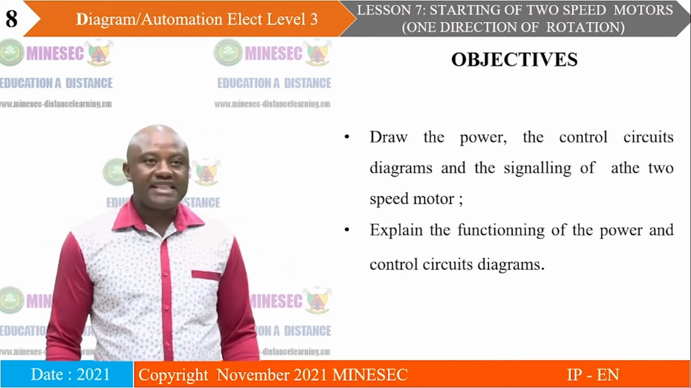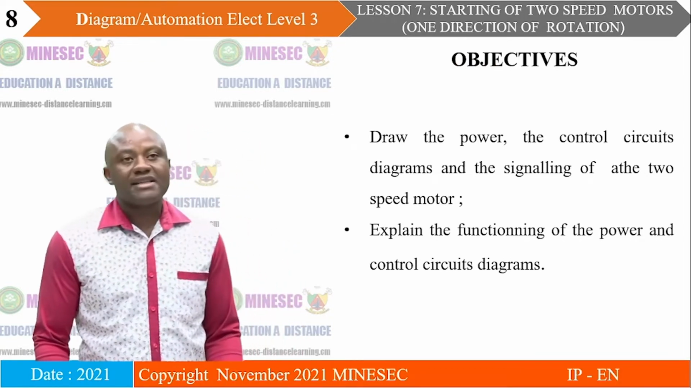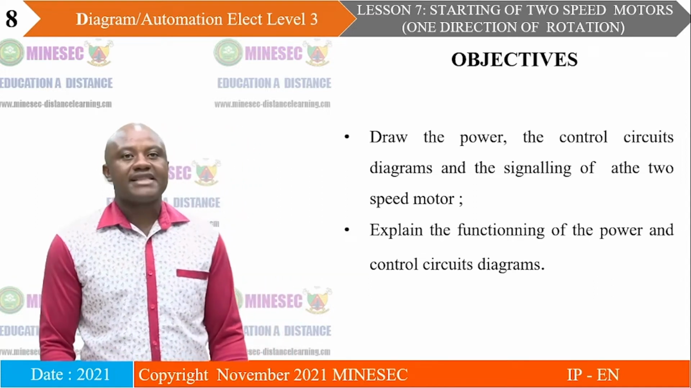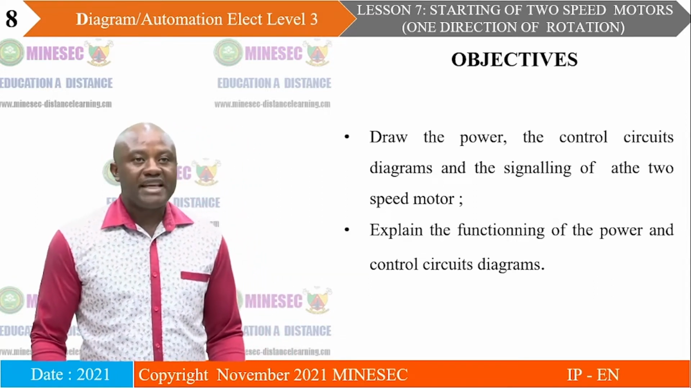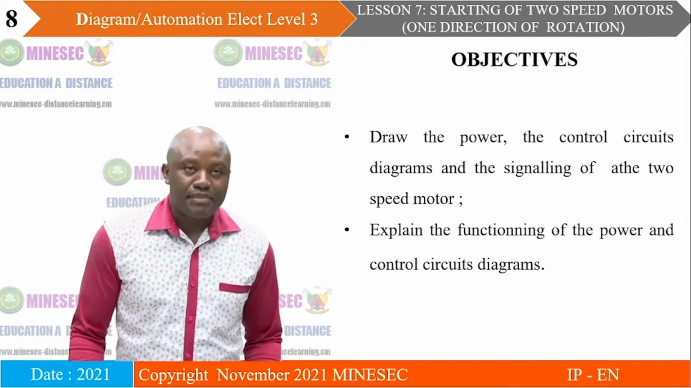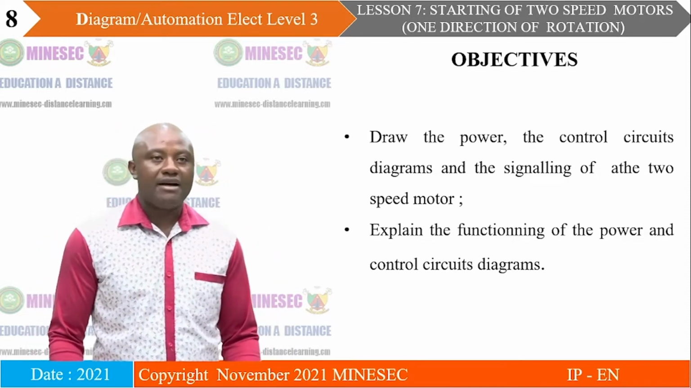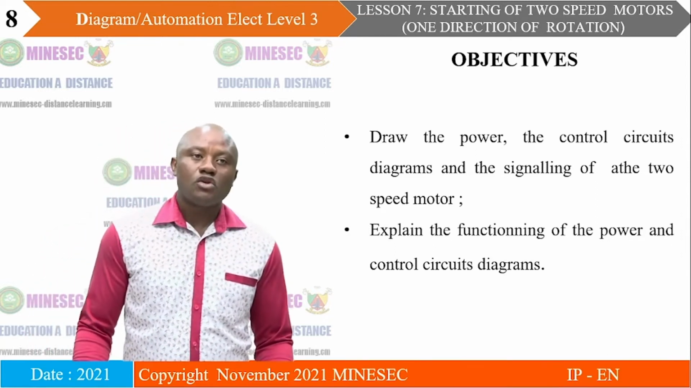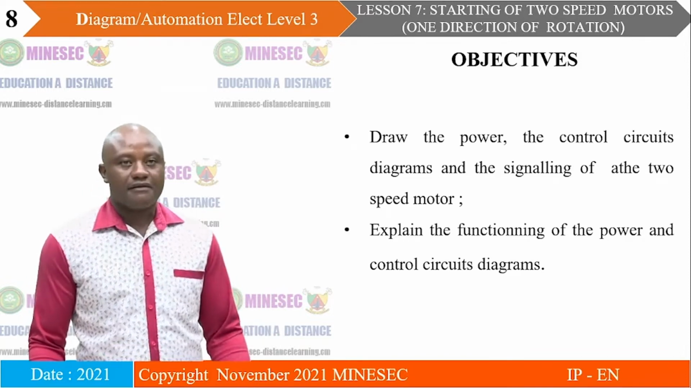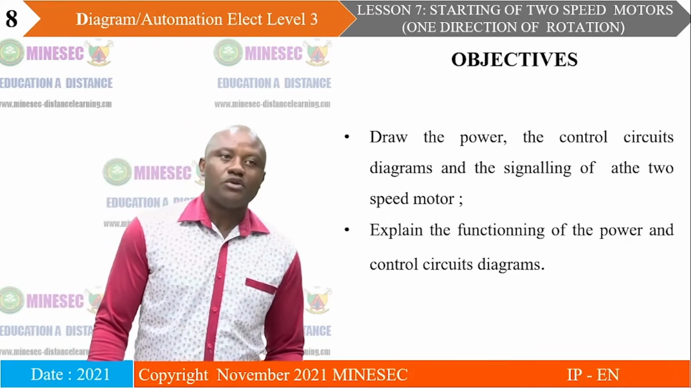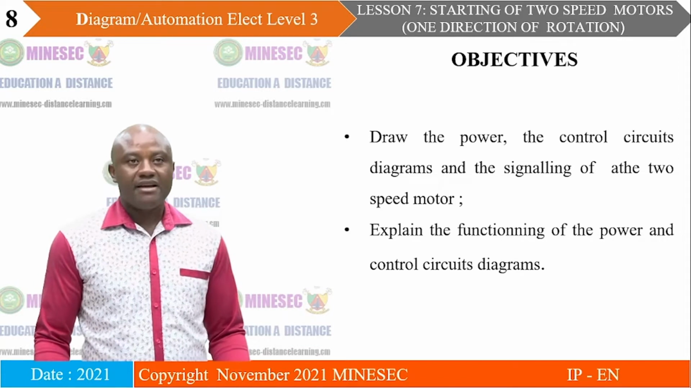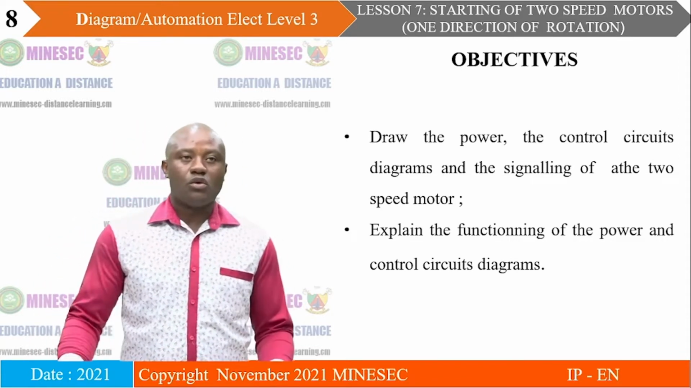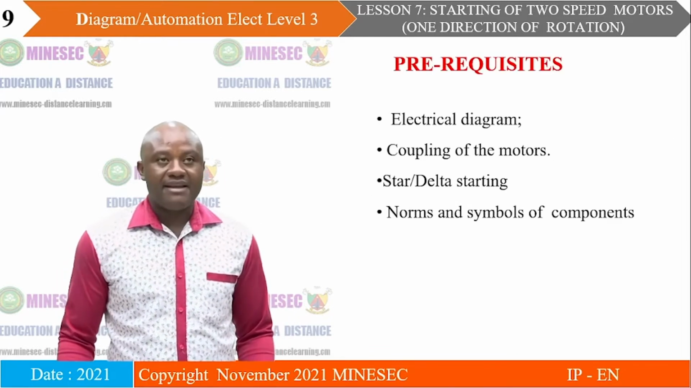So for the objective, we say at the end of this particular lesson, you should be able to draw the power, the control circuit, and the signaling of a two-speed motor and explain the functioning of the power and control circuit. If you are able to draw, you should also be able to explain the functioning, because you cannot only draw, but you should be able also to explain the functioning of a circuit. So that's what we should have in our mind for the end.